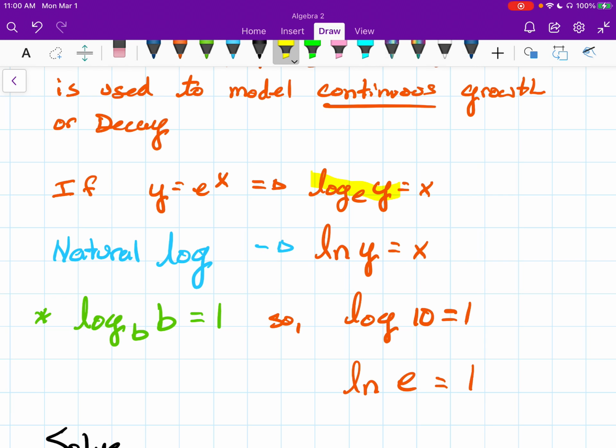But a log base e, just like how log base 10 is kind of special, log base e is special as well. It's called our natural log, and it is abbreviated ln, and you don't have to put the e there. So ln y is the same thing as log base e of y, right?